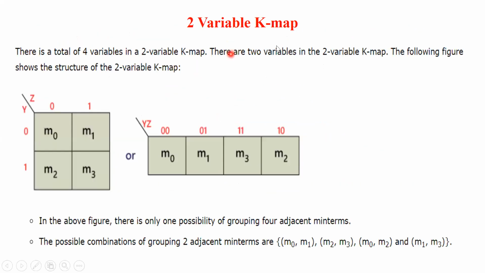Now see, suppose I have a two variable K map. Two variable K map means 2 raised to 2, so four blocks should be there. I can write it as, suppose, y z, which I have taken, and I will make it as a square bracket.